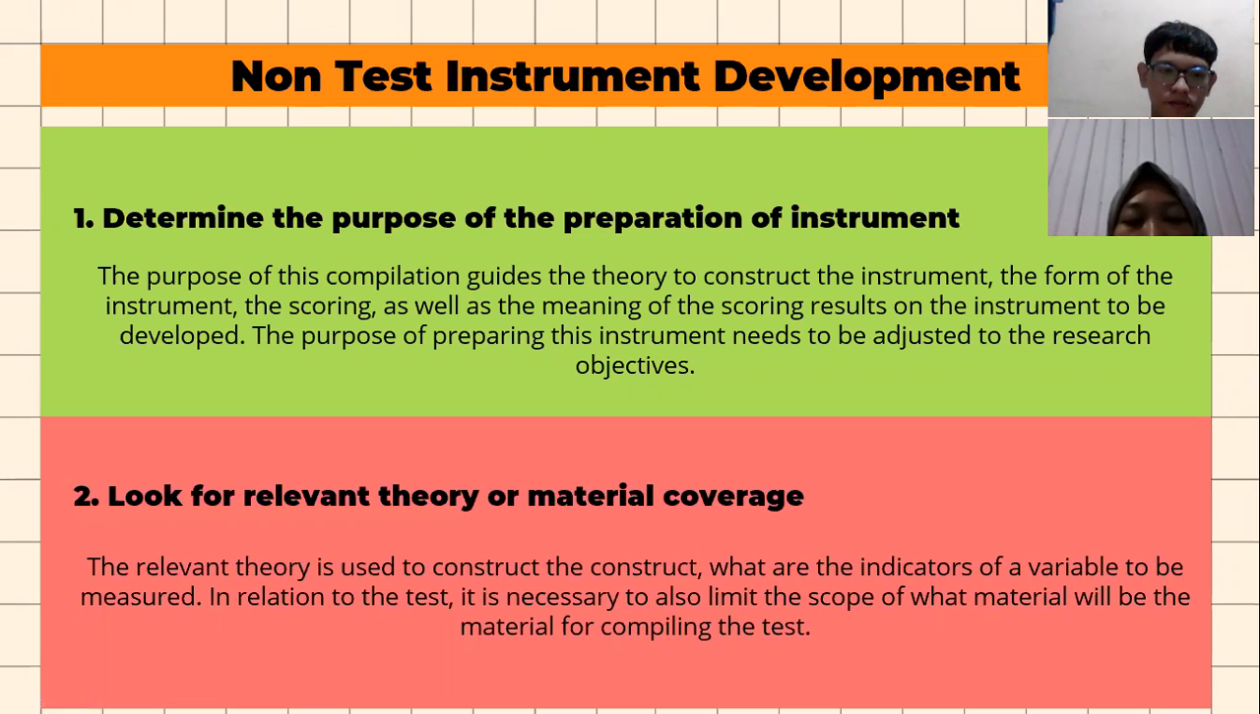And the second step, look for relevant theory or material coverage. The relevant theory is used to construct what are the indicators of a variable to be measured. In relation to the test, it is necessary to also limit the scope of what material will be the material for compiling the test.